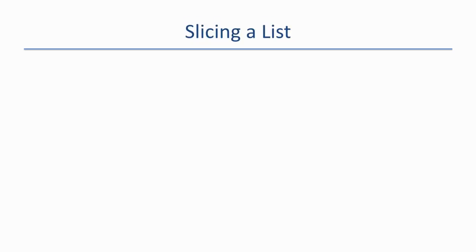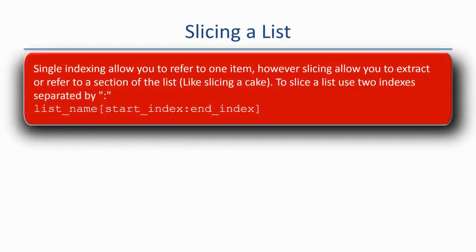Now let's talk about how to slice a list. Single indexing allows you to refer to one item. However, slicing allows you to extract or refer to a section of the list, like slicing a cake. To slice a list, use 2 indexes and separate them by colon. Put the list name, then the start index, a colon, and the end index.